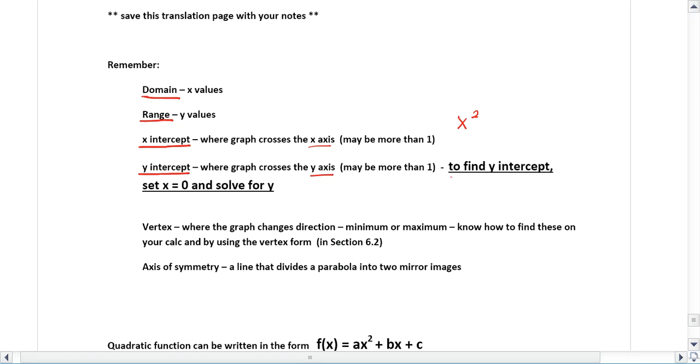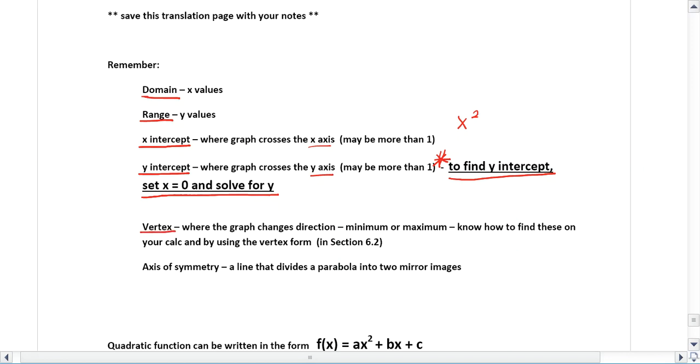So please write this down. To find the y-intercept, you put however many x's there are, you set them all equal to 0, and you solve for y. So if you're not writing down anything else from this screen, write this down. You need to know how to find the y-intercept.